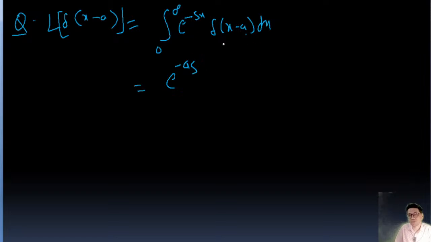Because we know if this is the condition, where the point a lies within the limits, then the integral of f(x) delta(x minus a) gives f(a). This is the Dirac delta property. I have explained the Dirac delta property in detail in my mathematical physics course, so you can check that course.